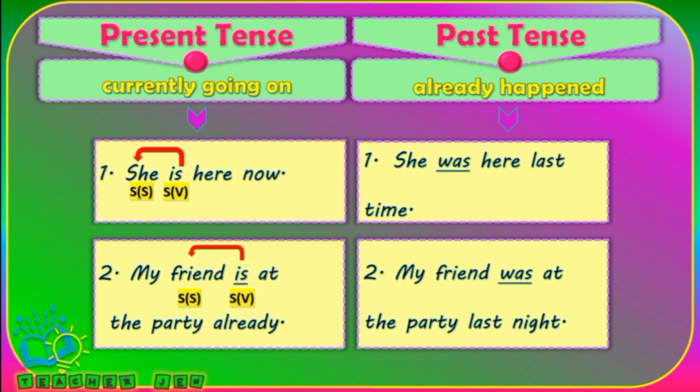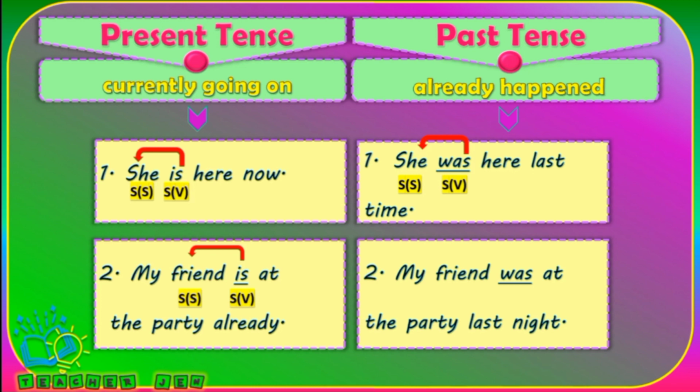Now, let us have the past tense. Here, we use the be verb was to express events that already happened or something finished or done. We use the be verb was only if the subject is singular. For example, number 1, she was here last night. In this sentence, the subject is she, which is singular in form. Since it is singular, then we use the singular verb, and since we are talking about a past event as indicated by the expression last night, we use the be verb was. Now, our subject and verb agree with each other.